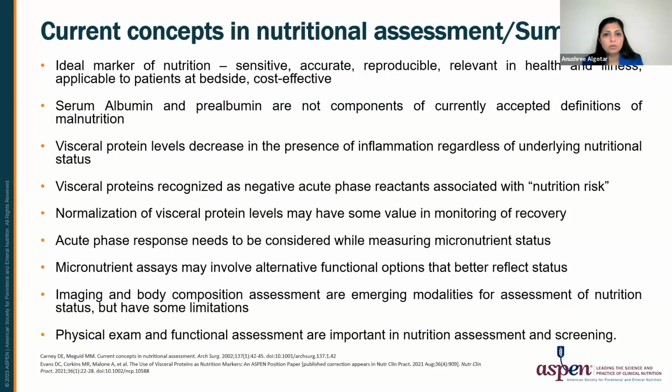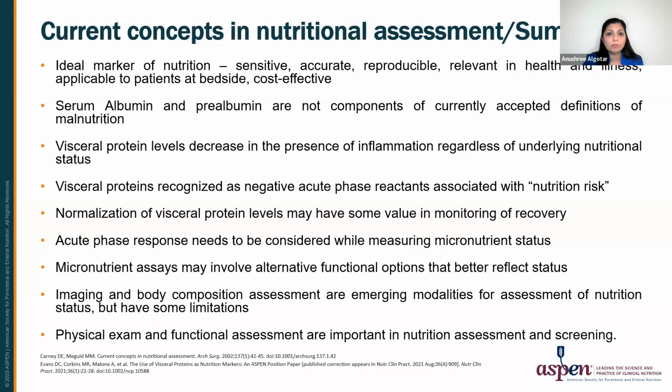This brings us to the end of the first part of this webinar, and we'll just go over the concepts that we discussed as a summary. So the ideal marker of nutrition should be sensitive, accurate, reproducible, relevant in health and illness, and applicable to patients at bedside, and should also be cost-effective. An independent marker fitting this criteria currently does not exist.